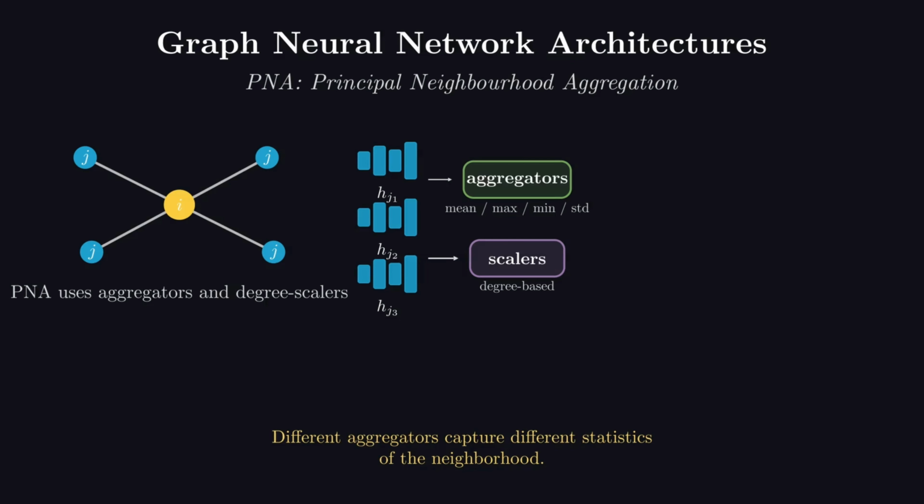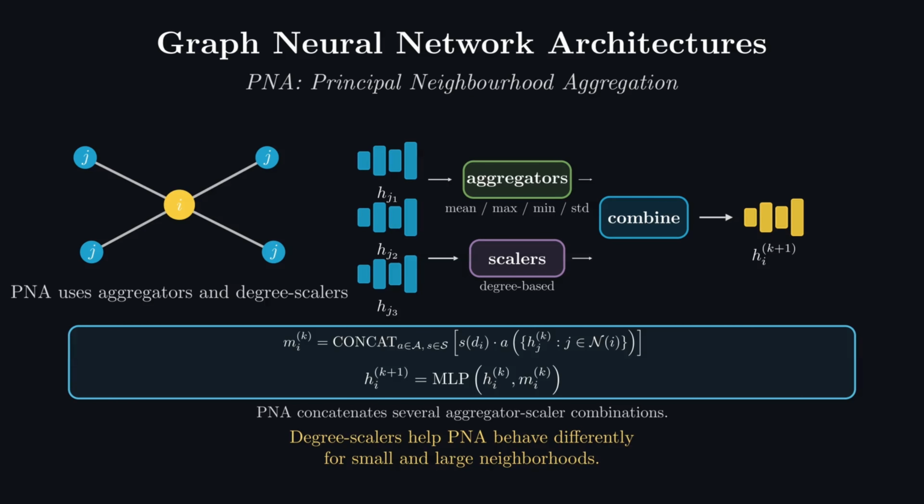The aggregator outputs and the degree-scaled versions are then combined, and the result becomes the updated embedding of node I. The formula shows this idea. Mi at layer k is the combined neighborhood message for node I. Concat means that we concatenate several combinations together. The symbol A belongs to the set A. This represents the different aggregators, such as mean, max, min, and standard deviation. The symbol S belongs to the set S. This represents the degree scalars.